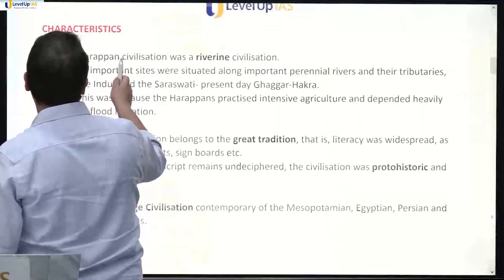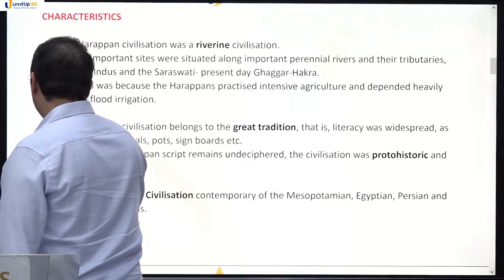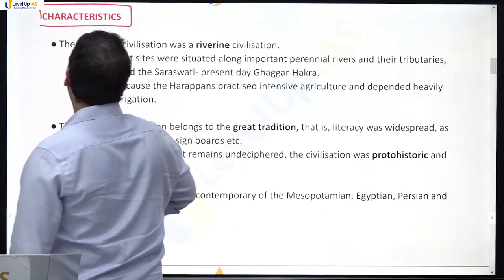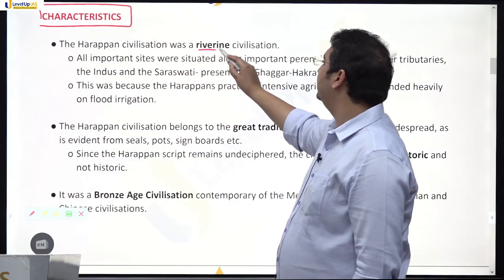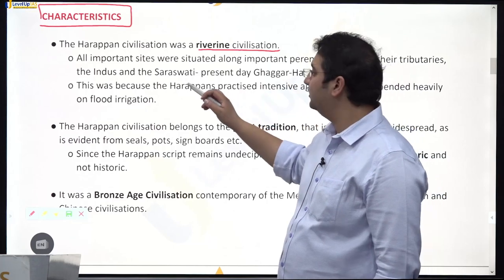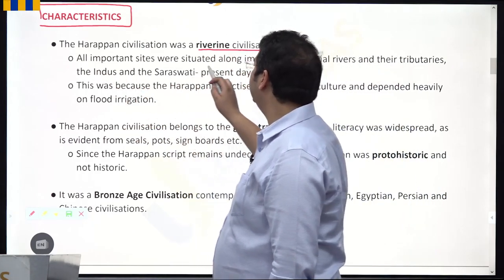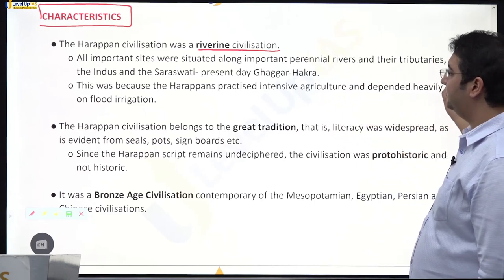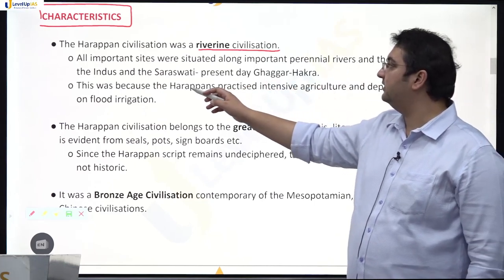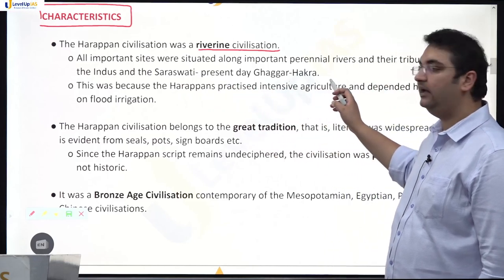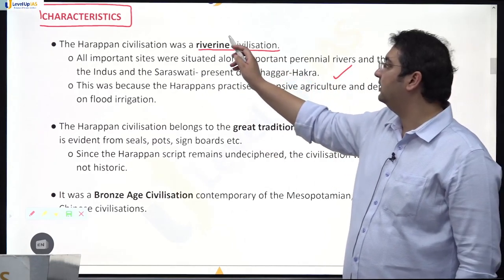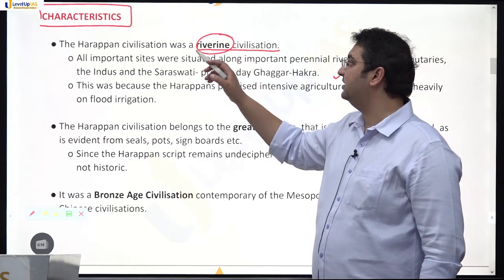Now, let us briefly discuss the characteristics of the Harappan civilization. Harappan civilization was a riverine civilization. All the important sites were situated along important perennial rivers and their tributaries, the Indus and the Saraswati, that is the present day Ghaggar Hakra river system, right? And therefore it was a riverine civilization.